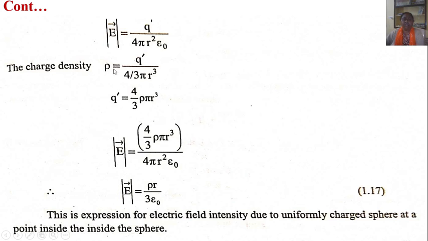The charge density rho equal to Q dash upon 4 by 3 pi r cube, and therefore Q dash equal to 4 by 3 rho pi r cube, and therefore E equal to 4 by 3 rho pi r cube upon 4 pi r square epsilon 0, and therefore E equal to rho r upon 3 epsilon 0, and this is the expression for electric field intensity due to a uniformly charged sphere at a point inside the sphere.